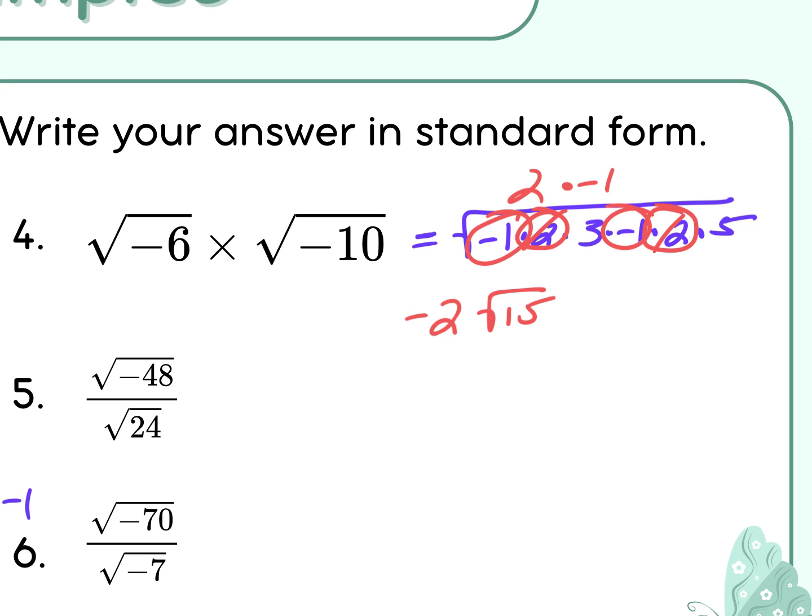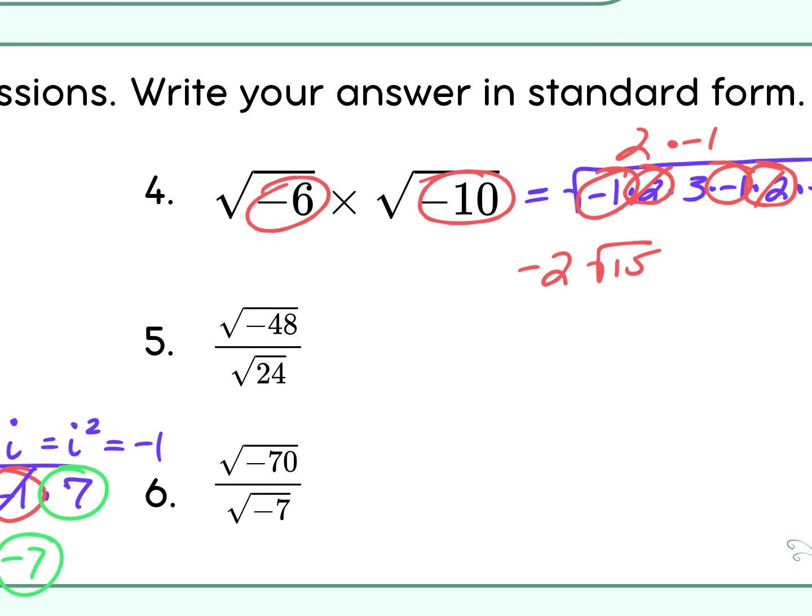You can't say a negative 6 times a negative 10 gives you a positive number. That's not how that works. That's why you have to make sure you take the i's out of the negatives. So the same way that you can combine two small houses when you're multiplying gives you one big house, you could do the same thing when you're dividing.